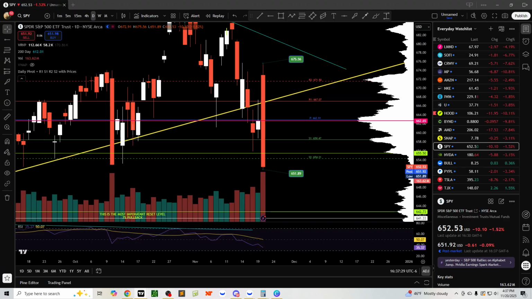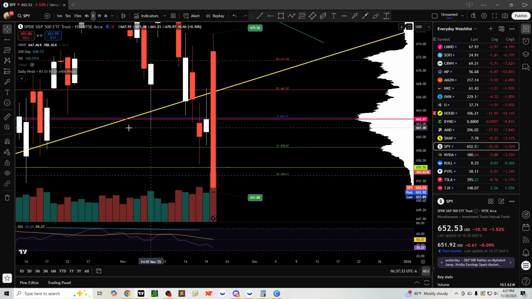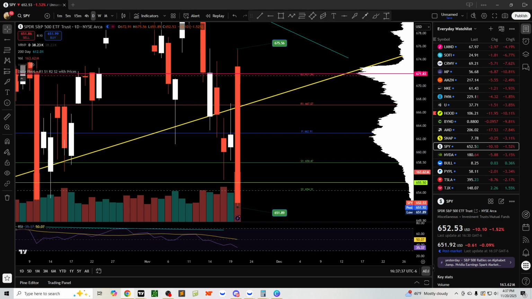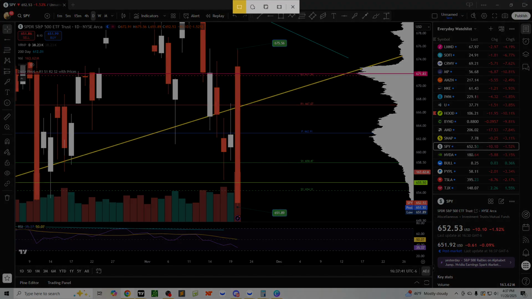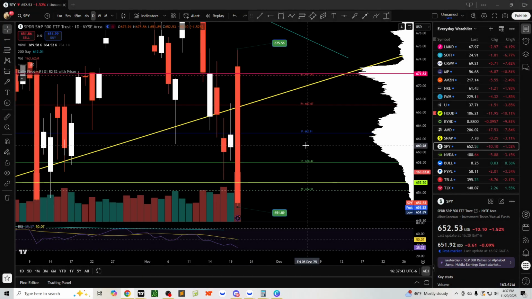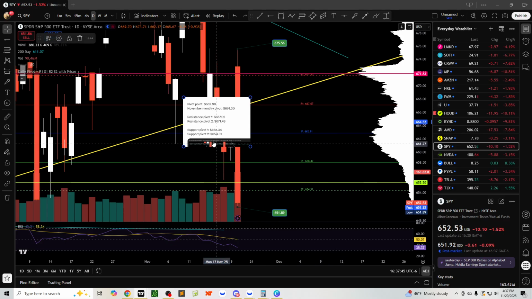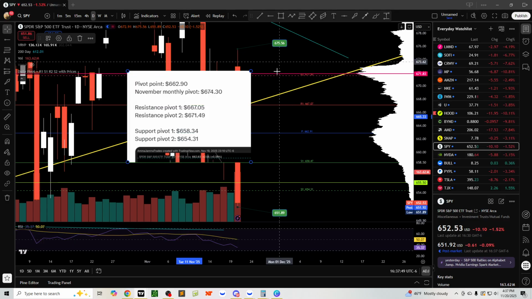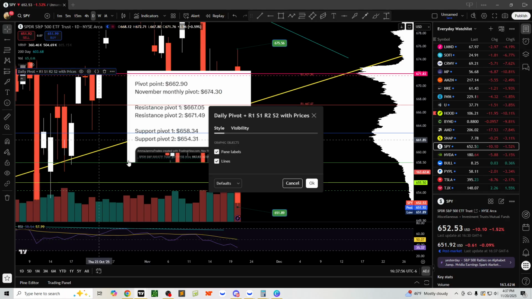I like this one. This is for yesterday's levels, so it's not updated yet. And if we look at yesterday's, if you go on X, I posted them yesterday. Just to show you they are correct, here's yesterday's off my post. So they are correct here. I like this one. It's called Daily Pivot Plus R1, S1, R2, S2 with prices. That's what it is.